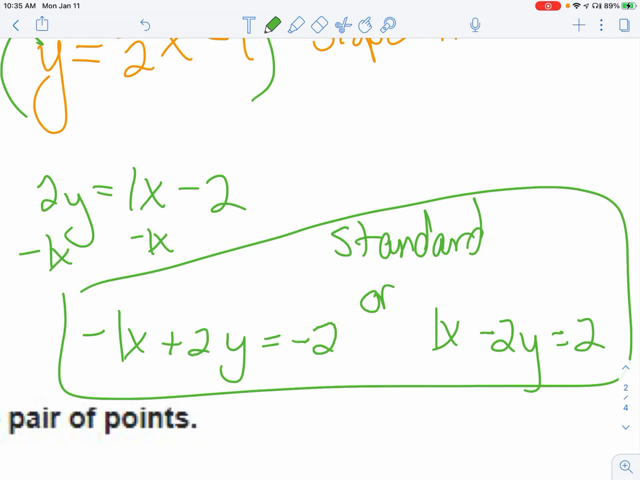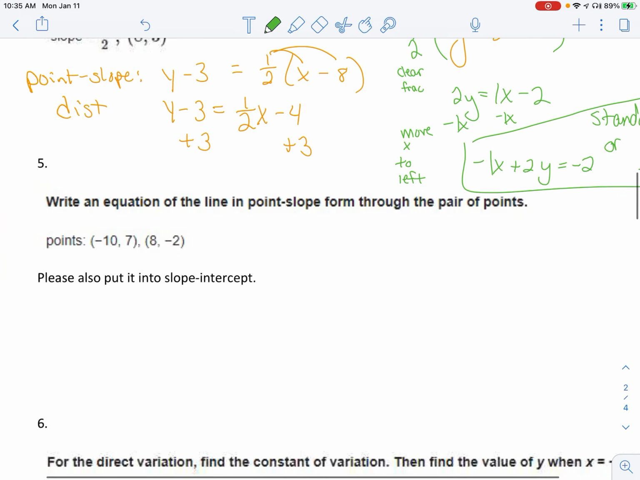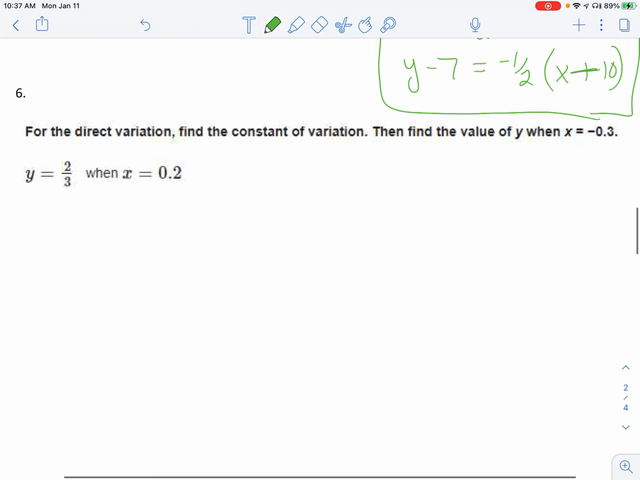Kind of had to go through all the forms in order to get to standard forms. Just make sure no fractions and x and y are on the left. That came from chapter 2, section 4. Okay, number 6. For direct variation.